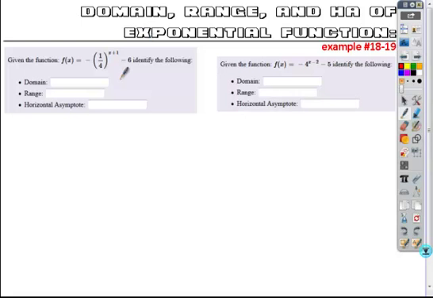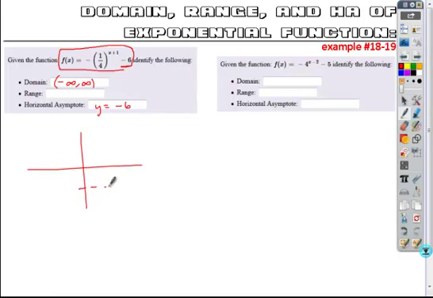So the first one here, when you are identifying the domain, we can find that right away. For all exponential functions, the domain is all real numbers. The horizontal asymptote, next easiest thing to do, y equals whatever the vertical shift is, which is -6. Okay, and so if I was to look at the sketch of this, I have a -6.